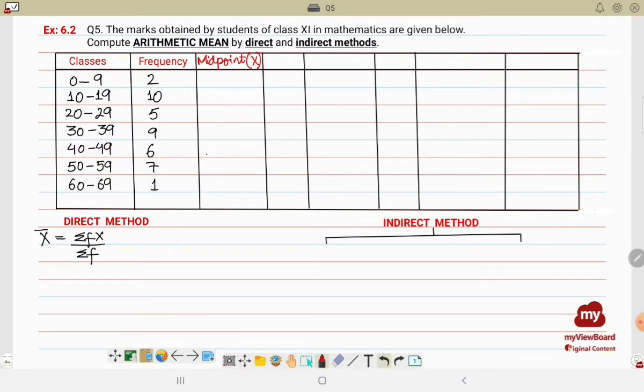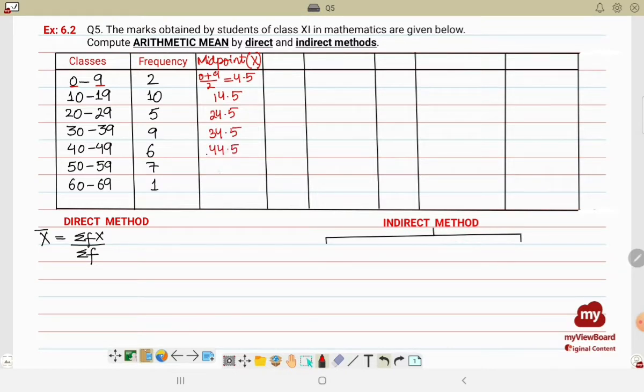Now how are you going to find this column, what are you going to write here? क्या find करना है, कैसे find करना है. Lower class limit plus upper class limit divided by 2. This means 0 plus 9 divided by 2, which is equal to 4.5. Similarly, 10 plus 19 gives 29, and divided by 2 becomes 14.5. Similarly, you have to fill out the whole column.